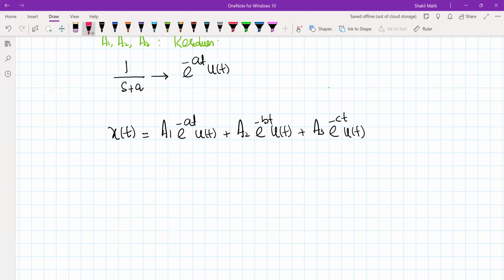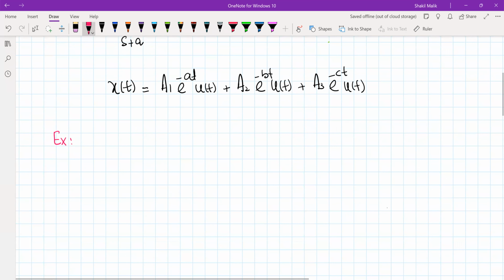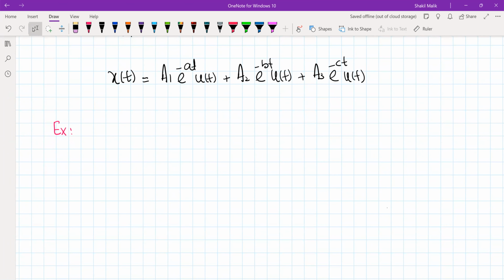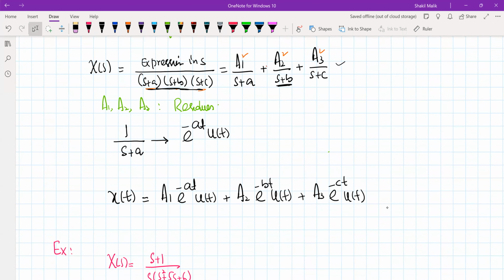Let's take an example here. Suppose we have X(s) as simply (s+1) divided by s times (s squared plus 5s plus 6). So what we have here is actually a cubic polynomial, where s is taken out and then one term is left, that is a second order polynomial in s. Now, how do we express it like this?